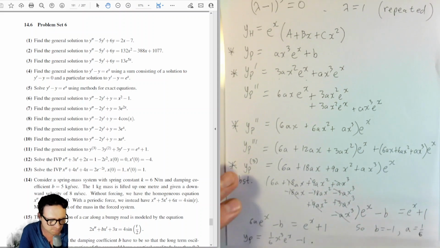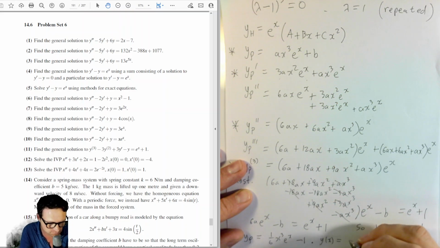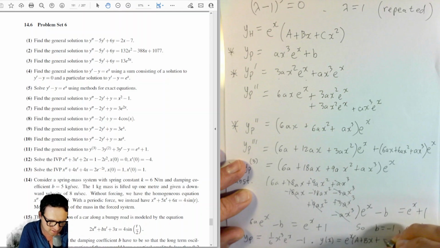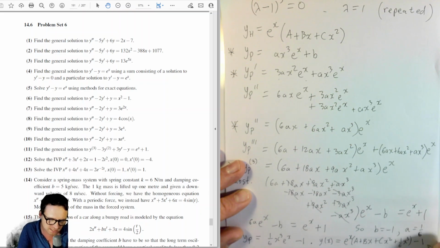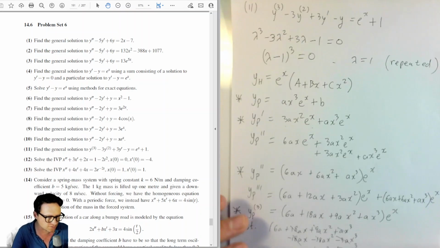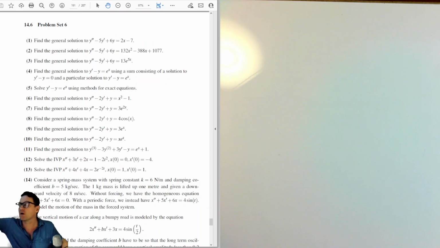So the general solution here, y of x, is equal to the homogeneous solution plus the particular solution. So we have, let's see, can I factorize this in my head? I'll try. e to the x outside of a plus bx plus cx squared, and then plus 1/6 x cubed, and this is all times e to the x, okay, and then we have this lonely minus 1. And here's our general solution. Okay, so we have now solved question 11. Great, let's move on to question 12, where we have an initial value problem.